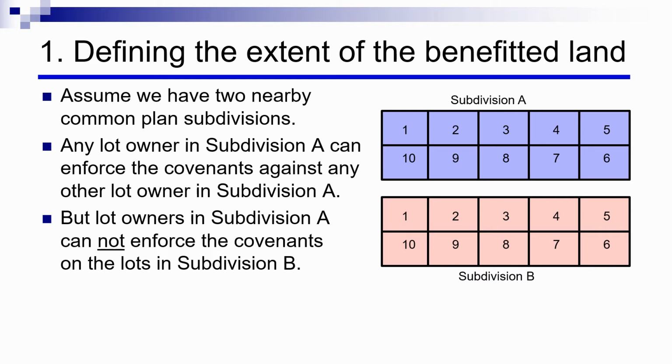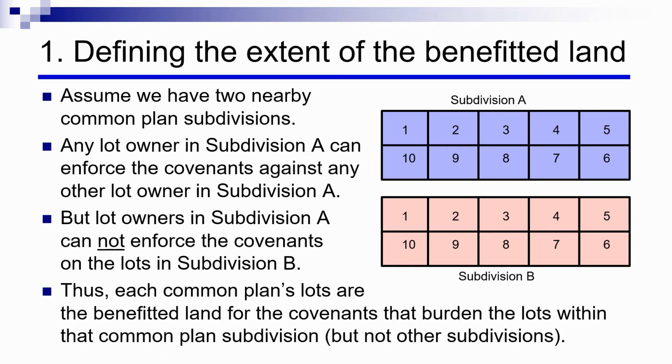If there's a violation of a lot in subdivision A, the folks in subdivision B won't be able to enforce those covenants. So each common plan's lots are the benefited land for the covenants that burden the lots within that common plan subdivision, but not other subdivisions. Each of them is considered a separate entity.